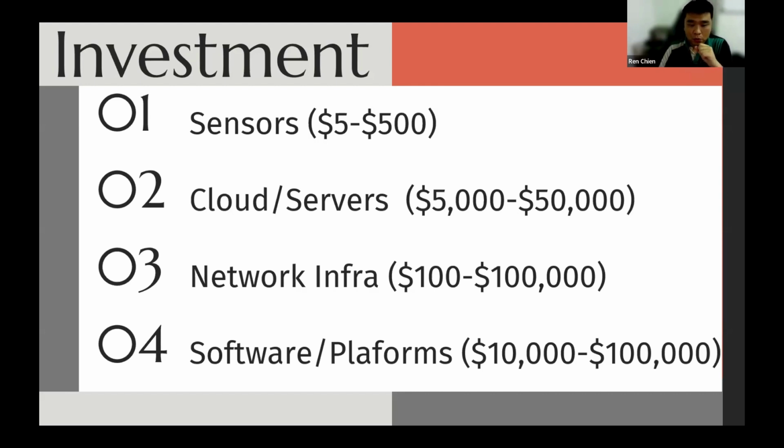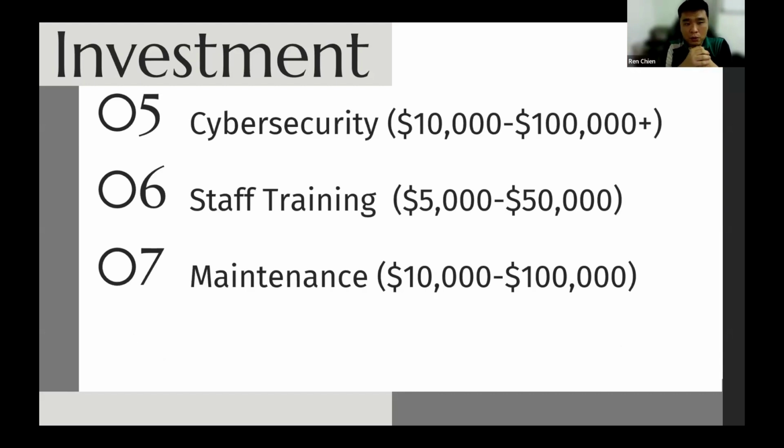And then also the software and platform. All these can be very costly, and also can be very low cost. It depends on the objective that you want to achieve. At the same time, when you have data and network infrastructure, you also need to consider cyber security. Do you need a firewall, or a fully secure network environment? And you also need staff training and maintenance cost. All these need to be considered when you come up with an IoT solution for your factory.